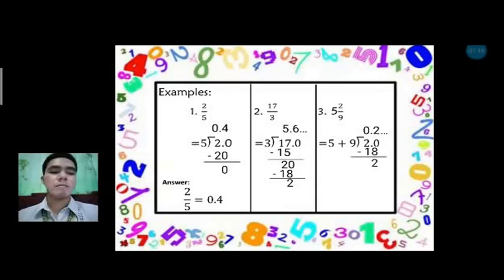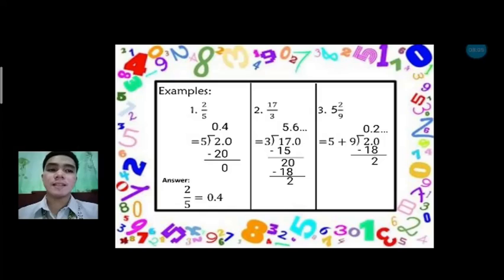How about number 2? 17 over 3. We have to divide 17 by 3. We are able to divide 17 by 3, that is 5, because 5 times 3 is 15. Now we have 17 minus 15, which is 2. Then we are unable to divide this 2 by 3, so we will add 0 as we did in number 1.